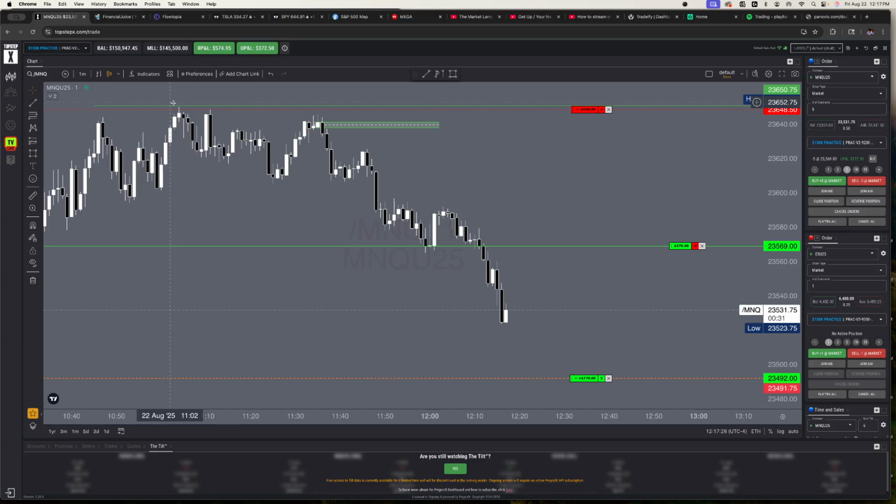The other thing about SMTs that is extremely important, as with all ICT concepts, is time and then price. So did it happen at a key time or a key level? The key time where you're going to see the biggest SMTs of the day frequently is going to be between 9:30 and 9:45 Eastern. Maybe sometimes as late as 10 a.m. Eastern. But sometime around market open, 9:30 to 10 o'clock, that's going to be the one that I'm looking for. You're going to see a liquidity sweep one way or the other, and then it's going to run.